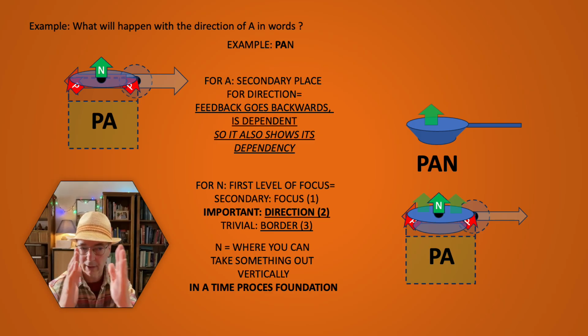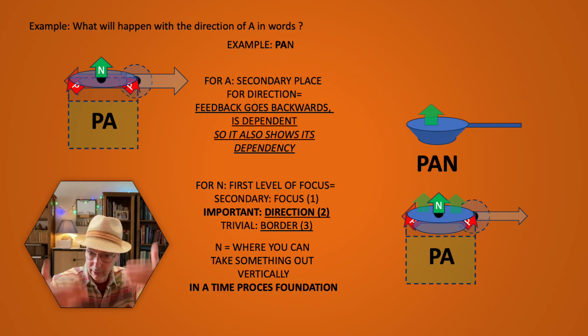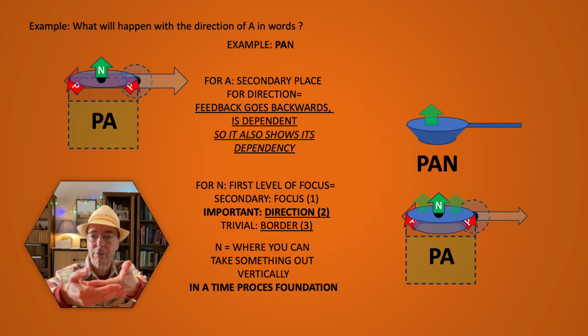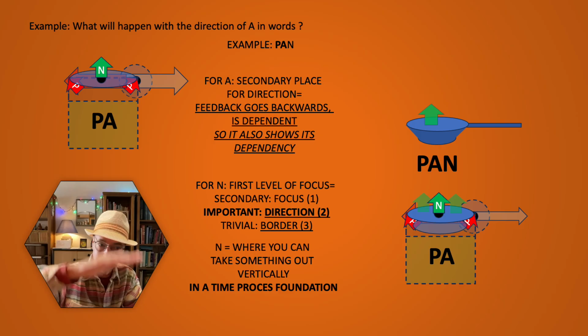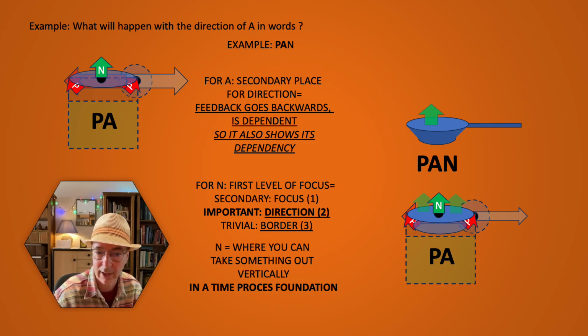So the width of the N is actually quite a long, big range, where something in the time process can be uplifted as well. And you can recognize the pan actually, because the dependent A is uplifted, where something in it can be taken out in a time process as well as N.